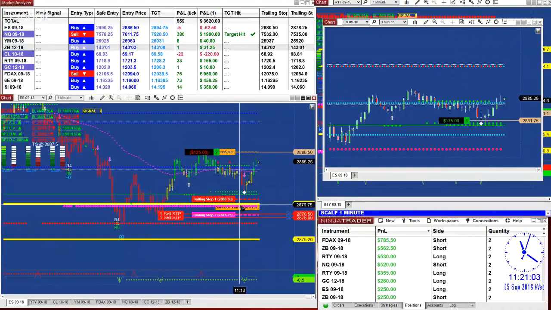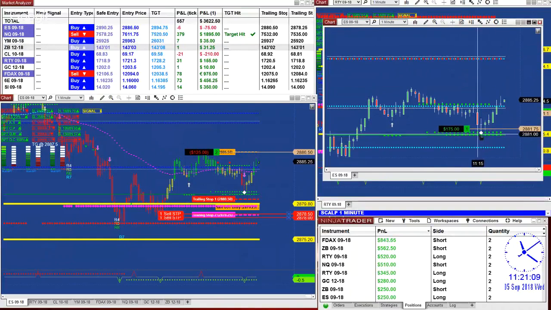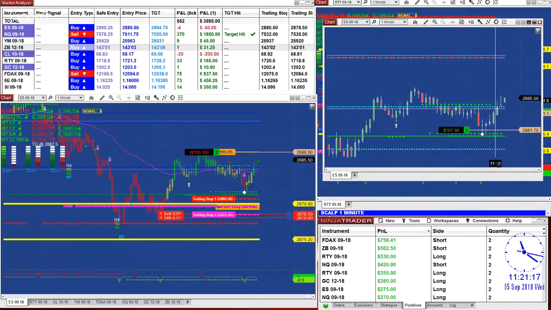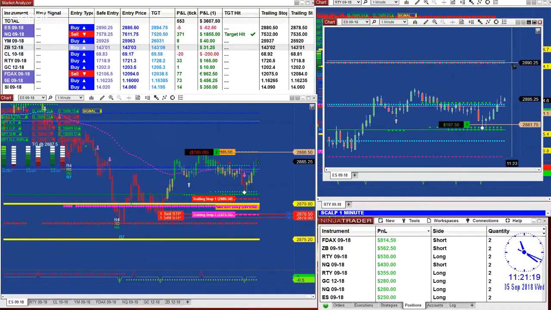So that's the way we nailed that ES, also giving it one tick, being generous. And now we are climbing all the way to the 2890.